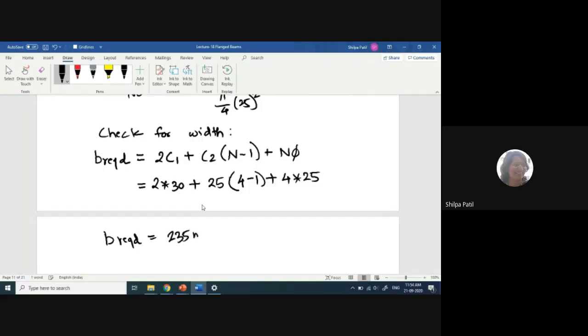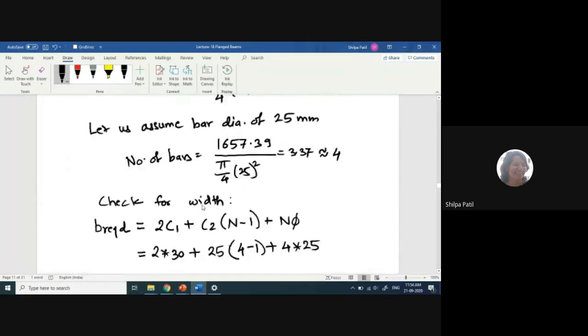235 mm, which is less than the B value. What was the B value? BW here, because we are providing the steel in the bottom. So BW is 300. So this is okay. The check is satisfied.